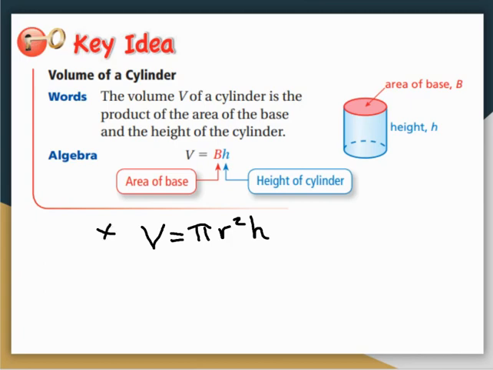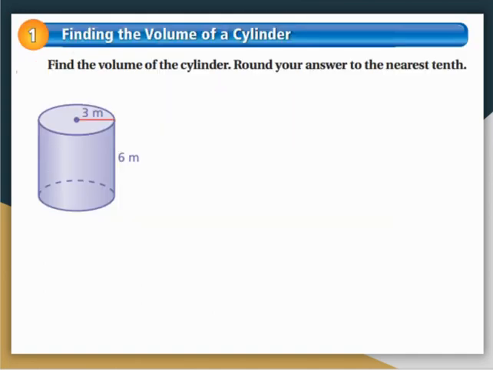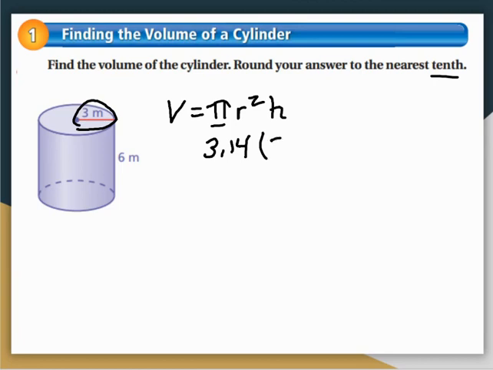So this right here turns out to be the formula that we will be using to find the volume of a cylinder. Okay, so it says find the volume of the cylinder and round to the nearest tenth. That's 1 decimal place. So we say the volume equals pi times r squared times h. Pi, we're going to use 3.14 for that. The radius is halfway across the circle, so 3 squared. And the height is 6.